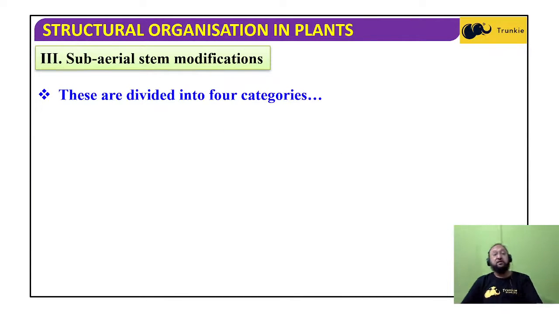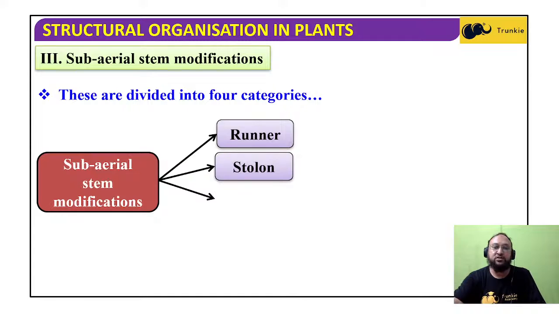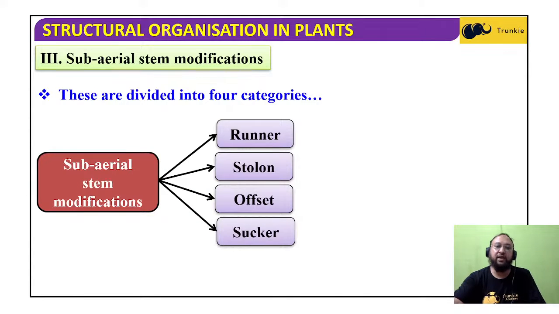Now we are coming to the sub-aerial modification. We have studied the aerial and the underground stem modifications. In underground stem modification, there are 4 types: tuber, rhizome, corm, and bulb. In case of the aerial modification, we say 5 types. Now here we have 4 categories in case of sub-aerial: runner, stolon, offset, and sucker.